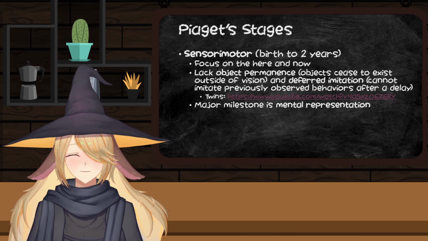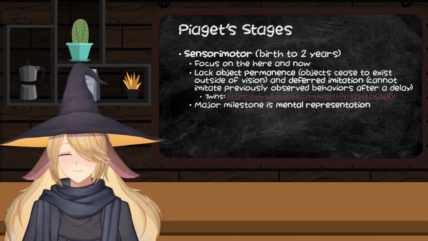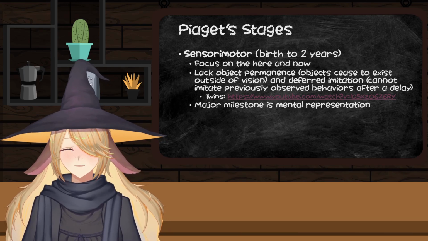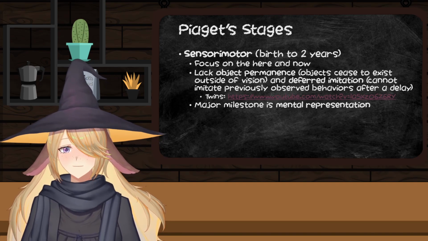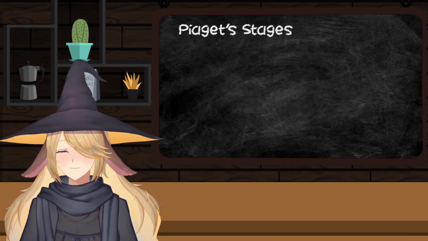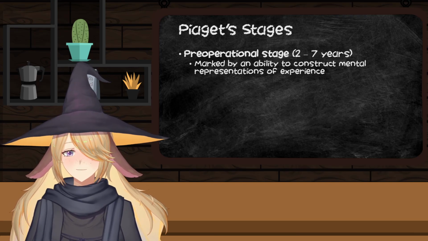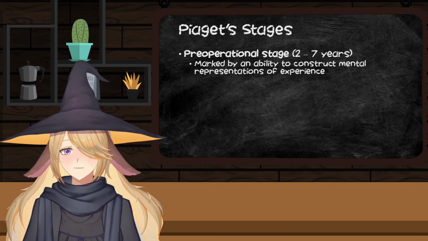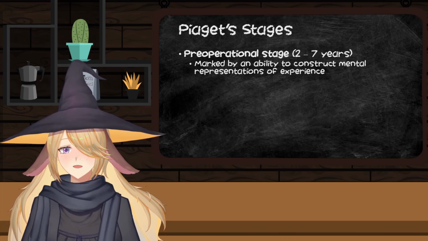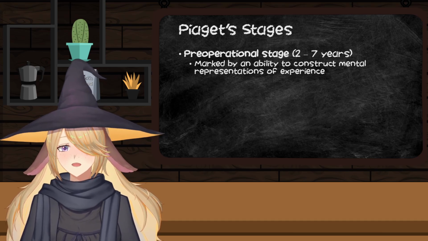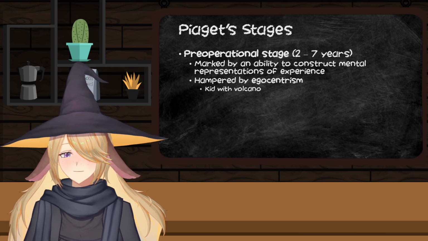So the first major milestone that we reach to get over the sensorimotor stage is basically just the ability to develop mental representations and move beyond the here and now as the be-all, end-all of existence. We then move into the pre-operational stage, which is marked by our ability to use and construct mental representations of our experience. But it is hampered by egocentrism.